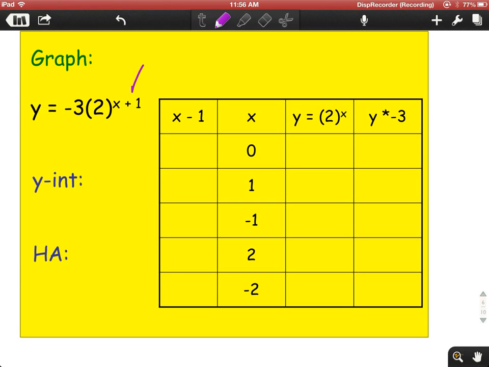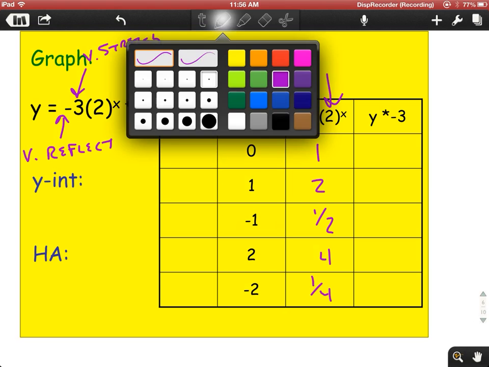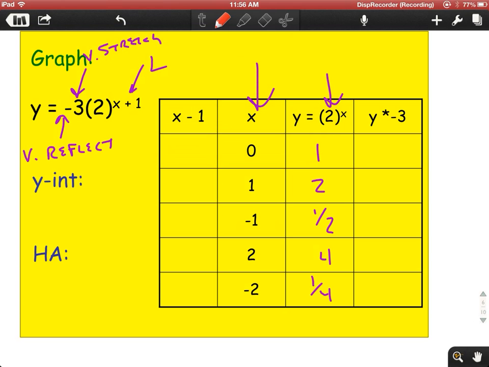So let's identify, we've got a left shift there, we have a vertical stretch here, and then we have a vertical reflection here. And let's see if those all manifest themselves in the graph. So once again, I'm starting out with typical inputs, and I can get all the outputs for 2 to the x. And then we're going to subtract 1 from all the x values to recognize the left shift, 0, -2, 1, and -3. And then we're going to take all the y values and multiply them by -3.